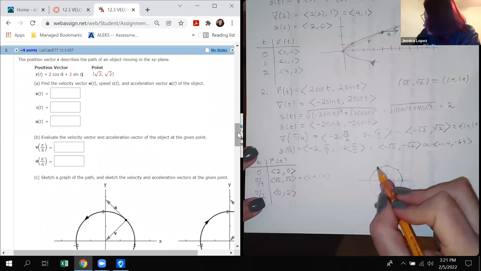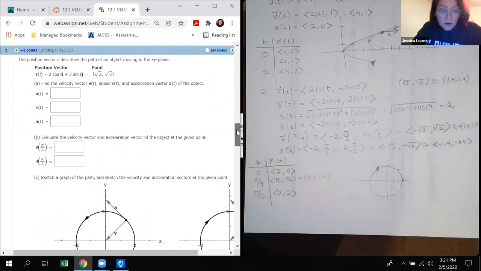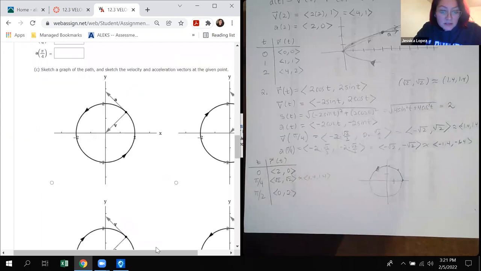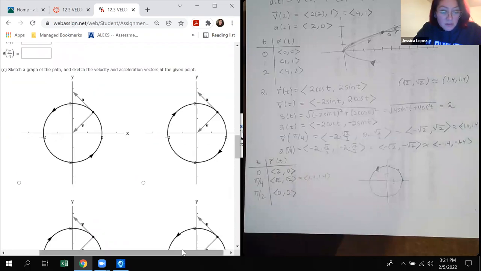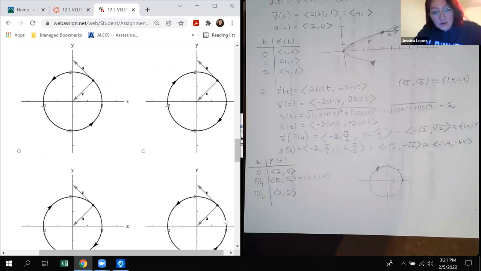It's going counterclockwise. So if I go over here to my graphs, you notice that not all of them are going counterclockwise. These two are not going counterclockwise. These two are going clockwise. So those cannot be it. It has to be one of these two. I just don't know which way the acceleration is going and which way the vector, the velocity is going.